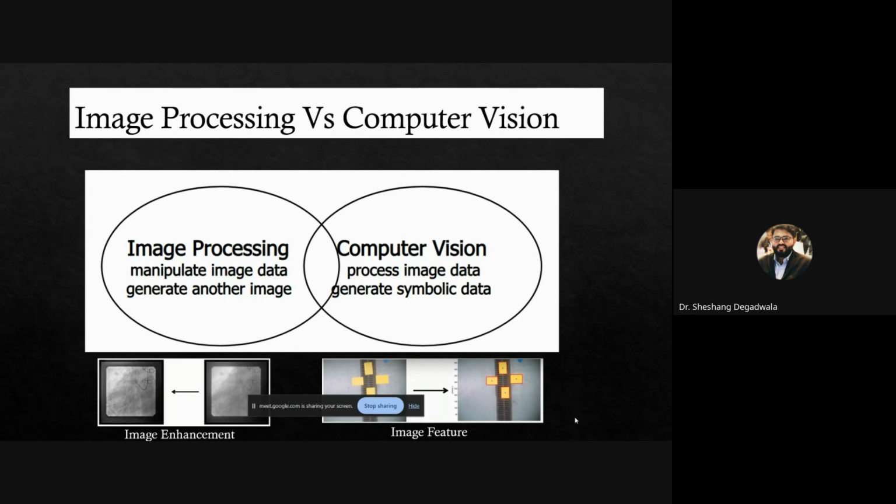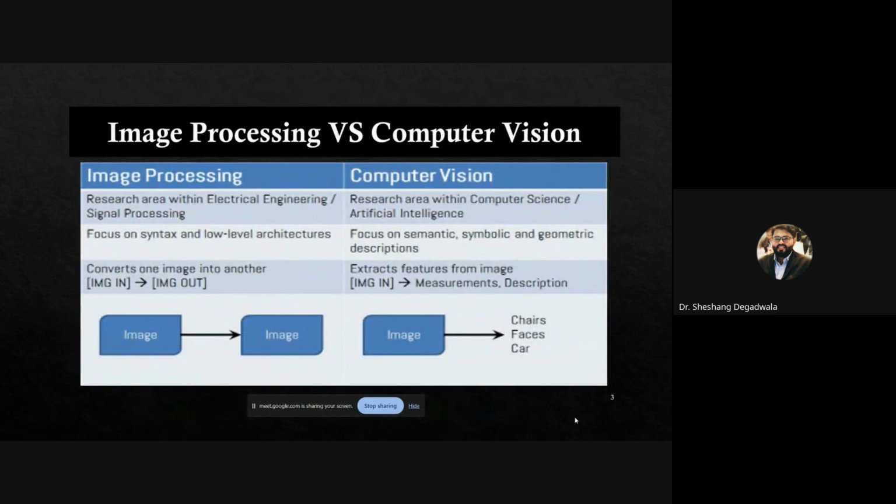Now, image enhancement is an example of image processing, and image feature finding is an example of computer vision. You find the features from the image. That is totally based on computer vision, and if you improve the quality of the image, you are using image enhancement. Now, these are the very basic ideas about image processing and computer vision.